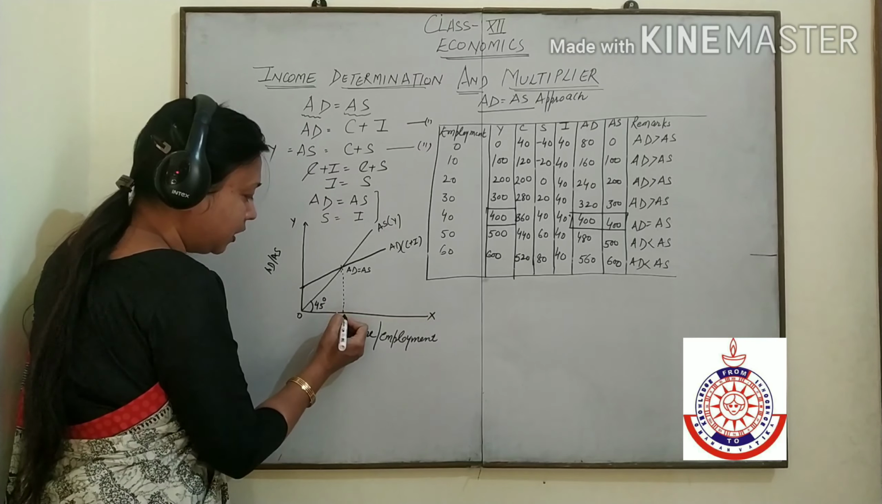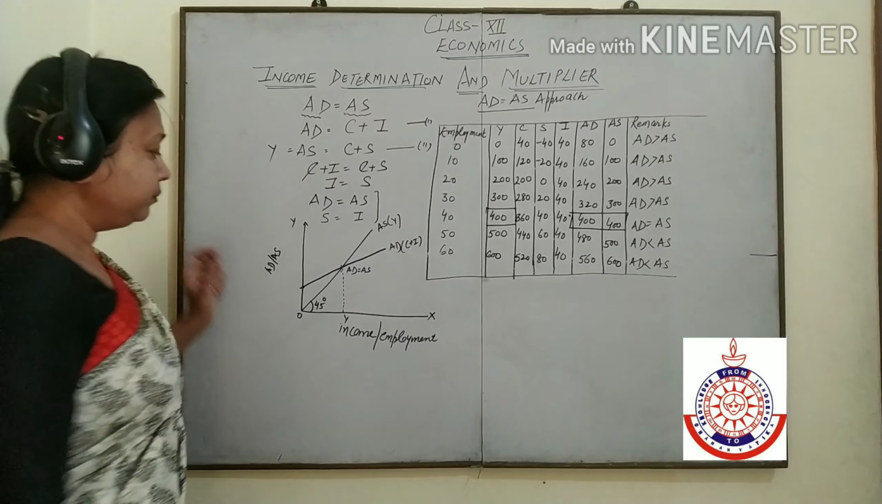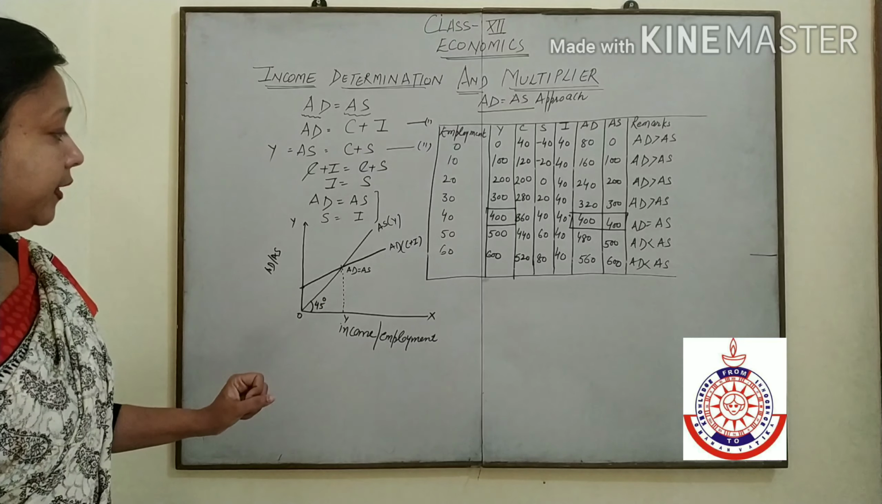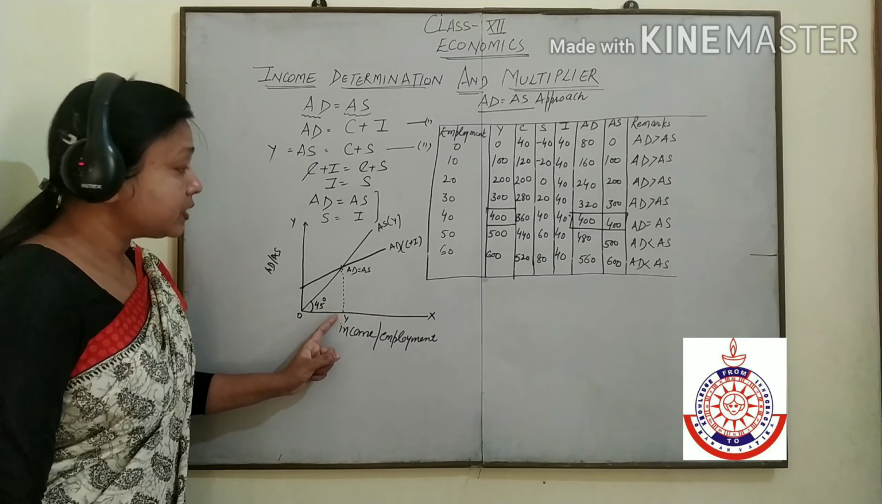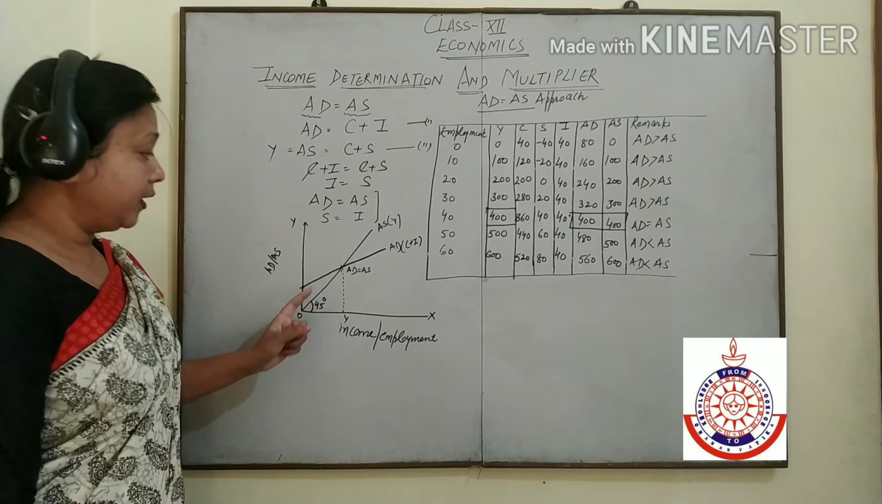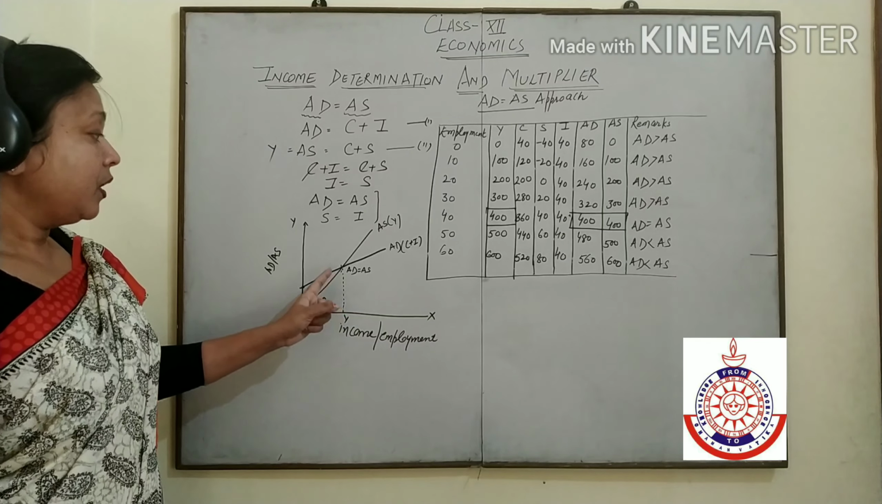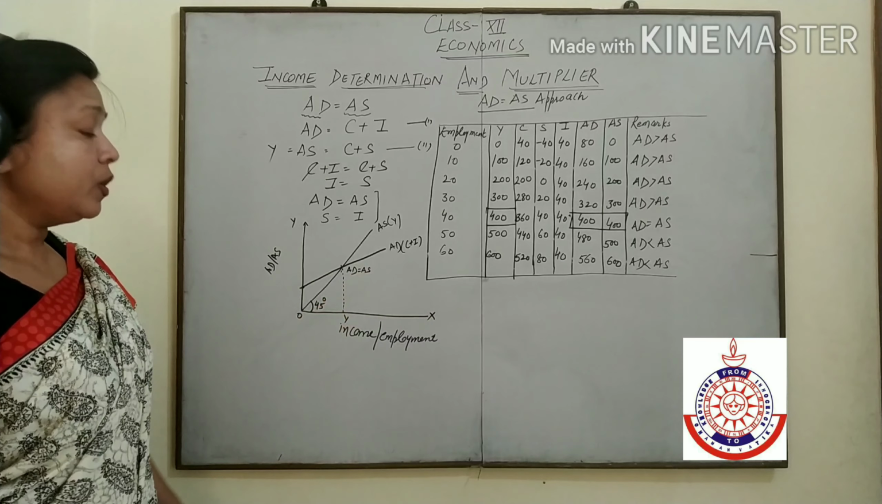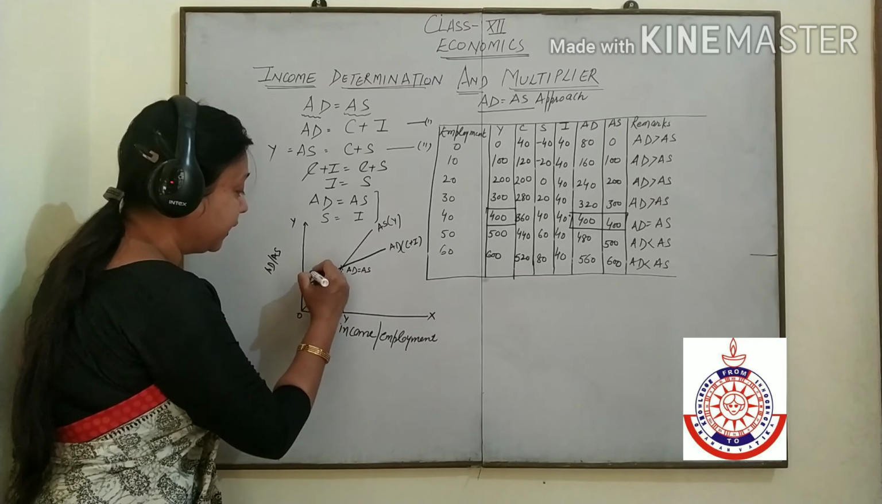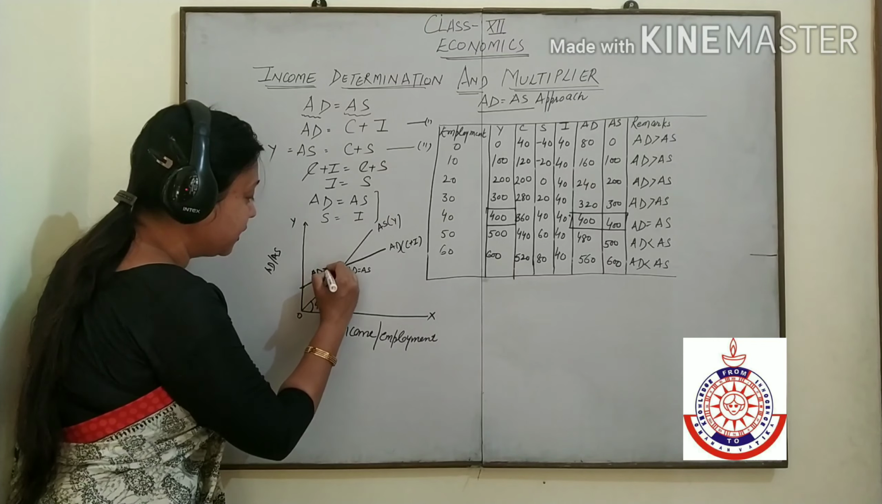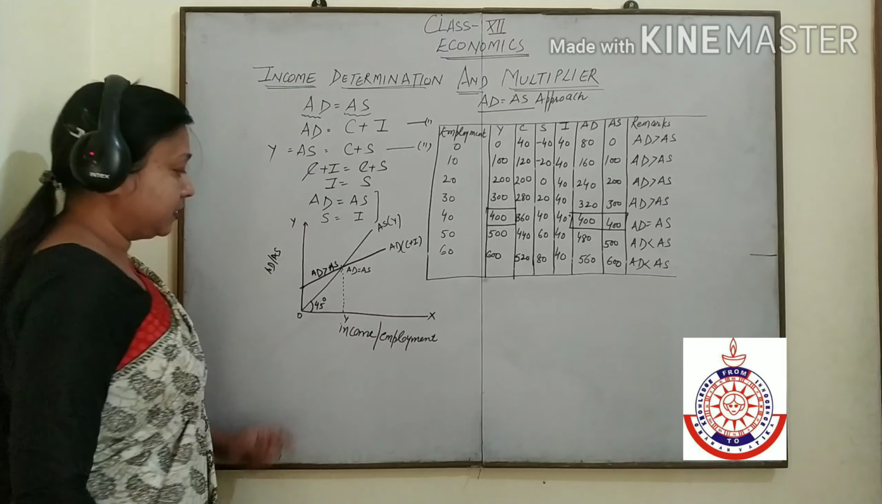Here aggregate demand is equal to aggregate supply. Now this is the income. When aggregate demand is equal to aggregate supply, this is the income. At this level of income, and this level of income is 400, aggregate demand is equal to aggregate supply. Before that, aggregate demand is greater than aggregate supply.